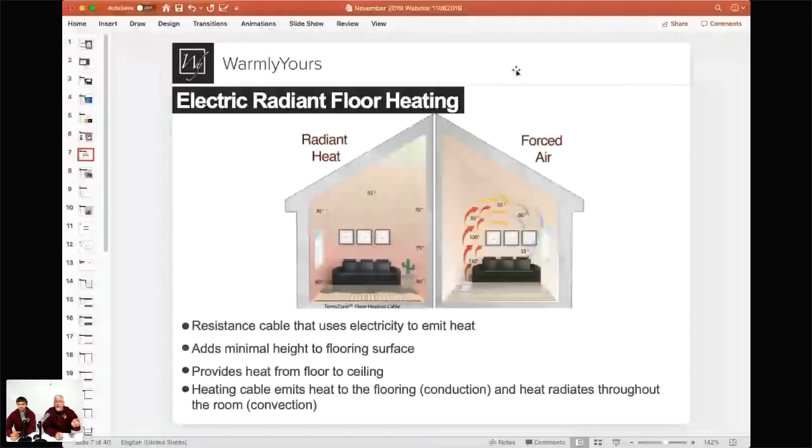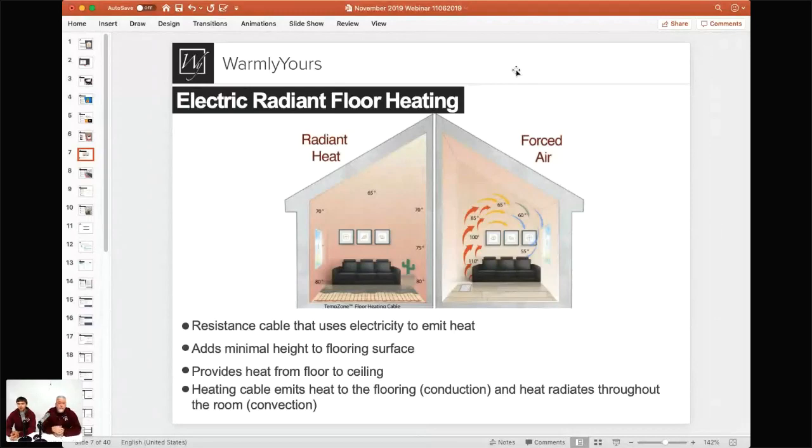So that's the idea here of what is so good about using this type of heat as a sole source of heat. It's actually heating objects in the room. It's heating you. And as those objects and you become warm, you start giving off warmth into the air. Right? Did I get that right?